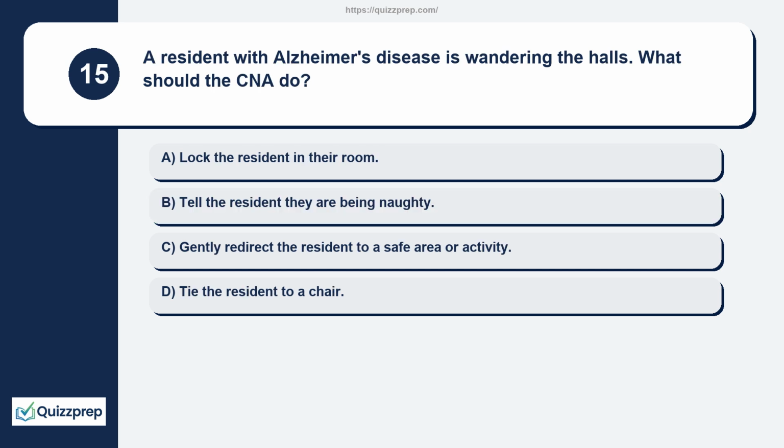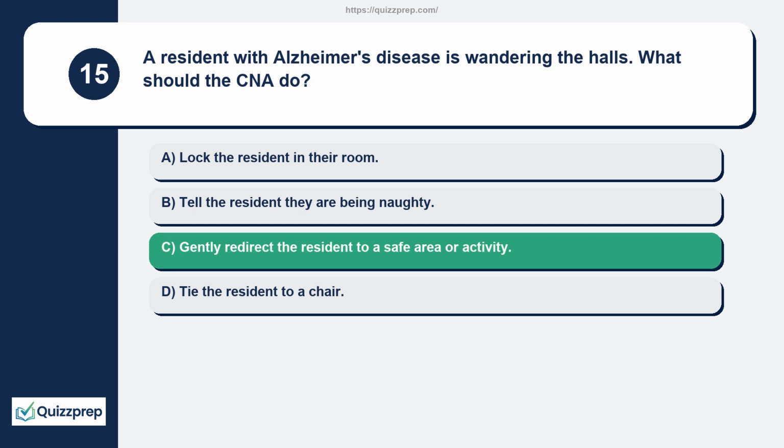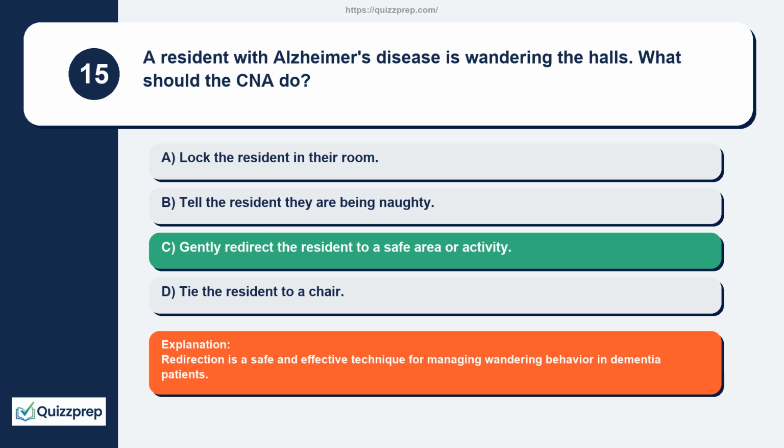Question 15. A resident with Alzheimer's disease is wandering the halls. What should the CNA do? Lock the resident in their room. Tell the resident they are being naughty. Gently redirect the resident to a safe area or activity. Tie the resident to a chair. Redirection is a safe and effective technique for managing wandering behavior in dementia patients.